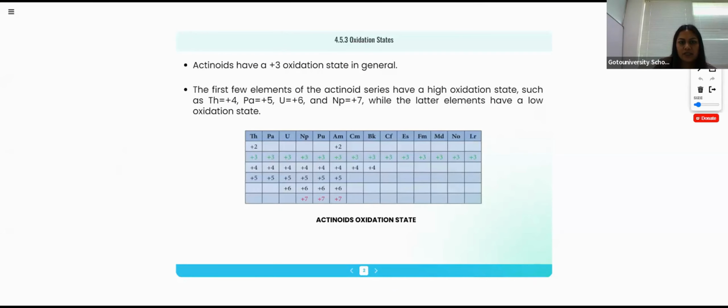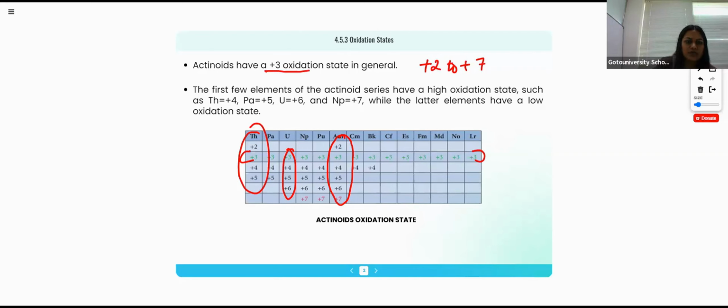Now talking about the oxidation state of actinoids. Actinoids have the common oxidation state of +3, like lanthanoids. But for a few of the elements, as we can see here, their oxidation state varies. So we can say that actinoids have oxidation states that generally lie between +2 to +7.